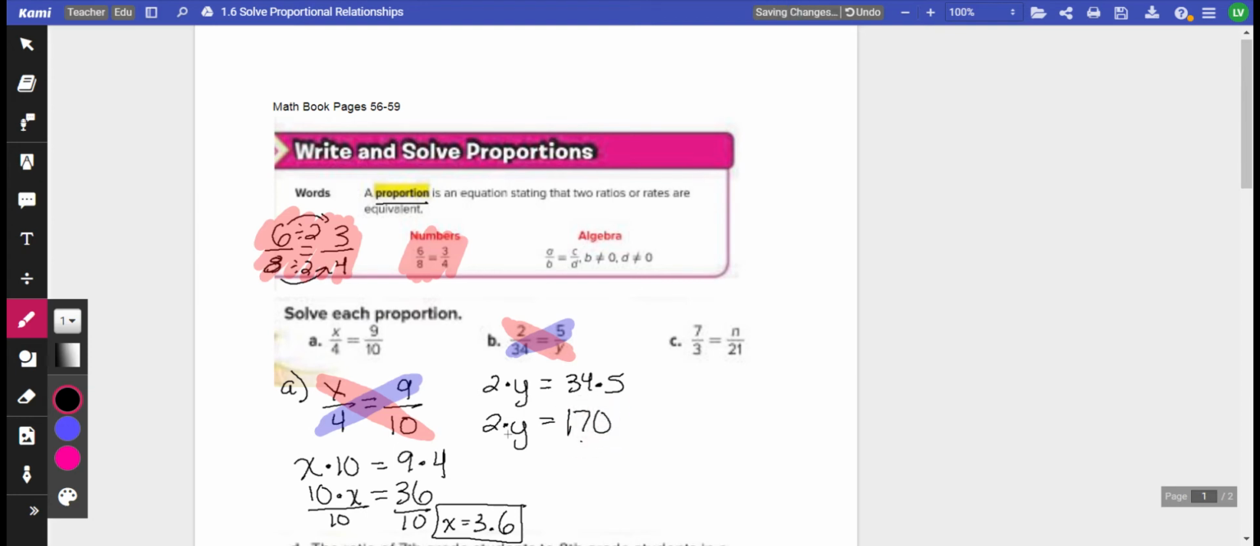So again, I want to get my y by itself. So I need to divide both sides by 2. That leaves me with y equals 85.